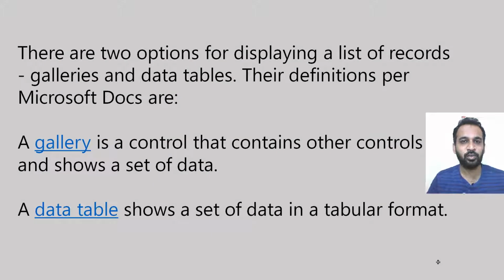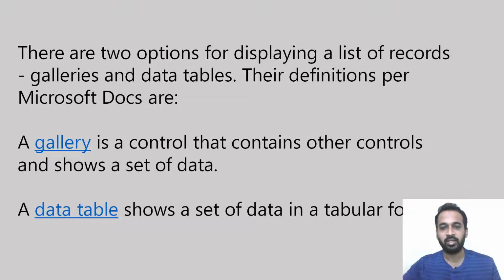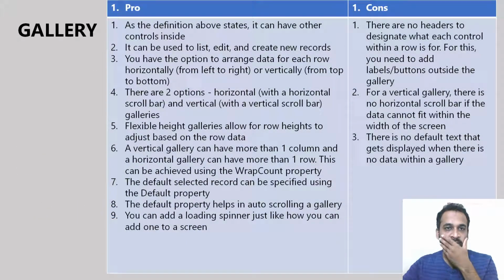So basically there are two options for displaying a list of records, galleries and data tables. Their definitions as per the Microsoft documentation: a gallery is a control that contains other controls and shows a set of data. A data table shows a set of data in a tabular format. So that's it. But when we talk about the pros and cons, here's the first one.